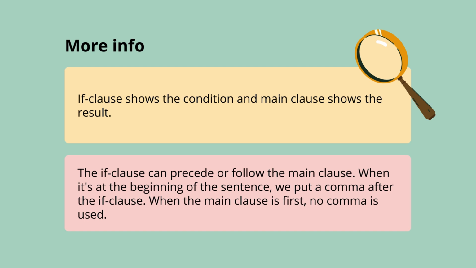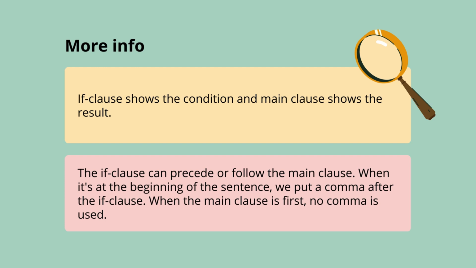So the if clause shows the condition and the main clause shows the result. So we have two types of clauses: one is independent and one is dependent. The main clause is independent, and the if clause is dependent on it. It shows the condition. If this happens, that will happen. So these are dependent and independent clauses.